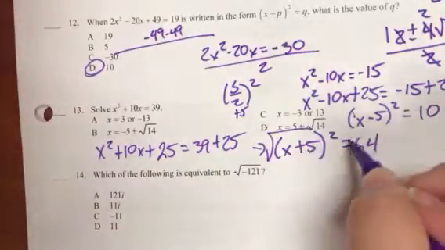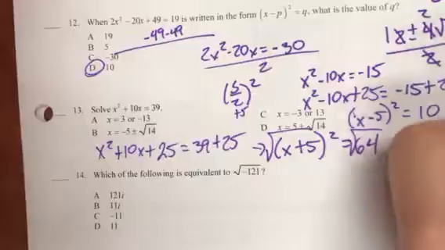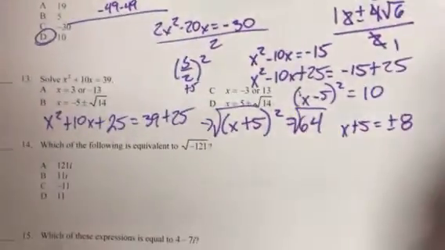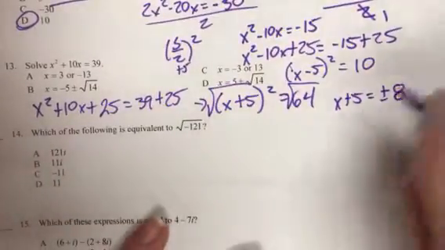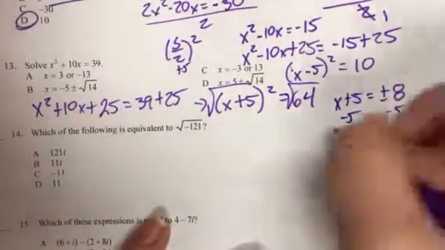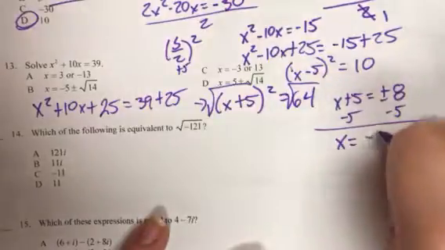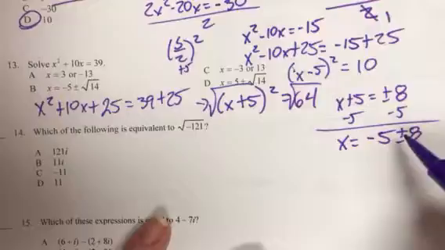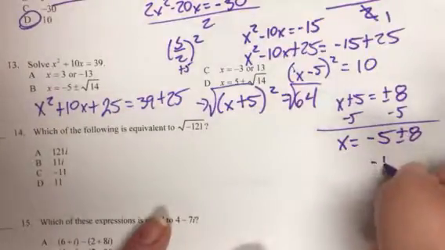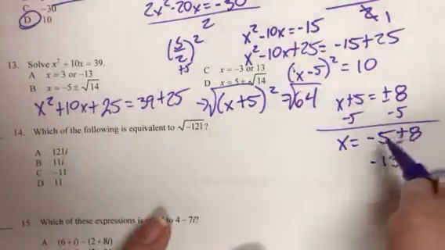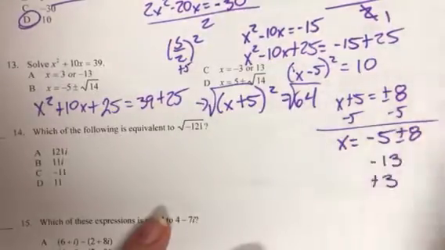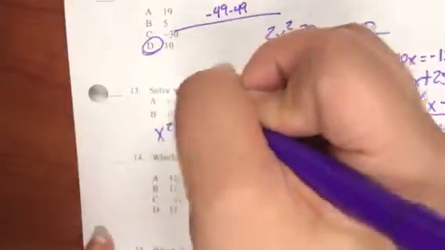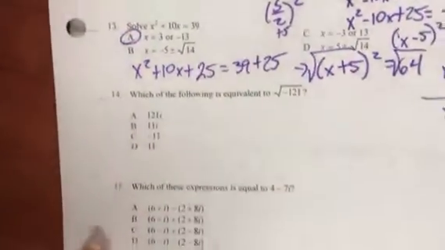We can square root both sides. I get x plus 5 equals, the square root of 64, guys, is a perfect square. It's a positive or a negative 8. Minus 5 minus 5. So I get x equals negative 5 plus or minus 8. Well, negative 5 minus 8 is a negative 13. Negative 5 plus 8 is a positive 3. So positive 3 and negative 13, my answer is A.